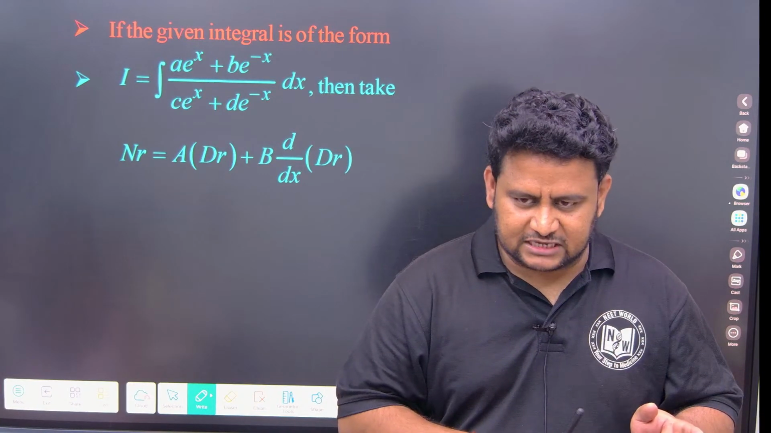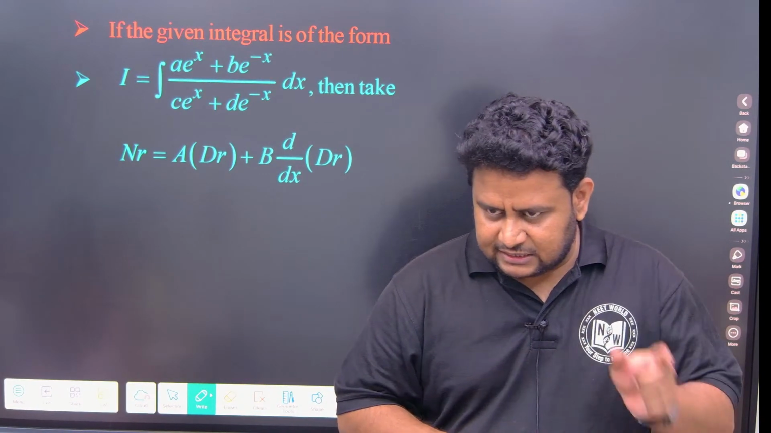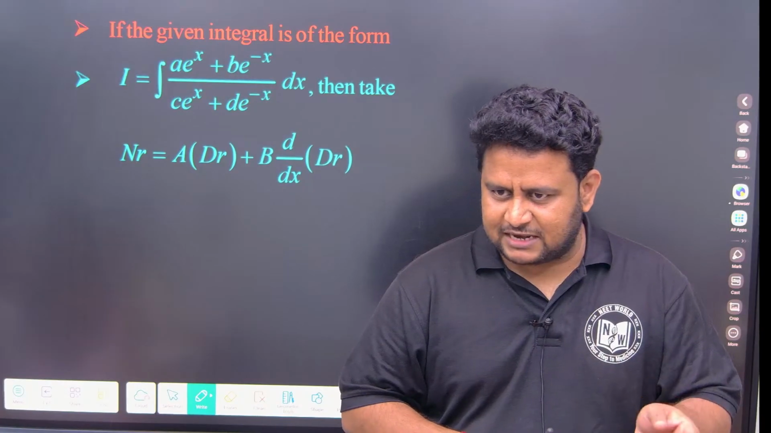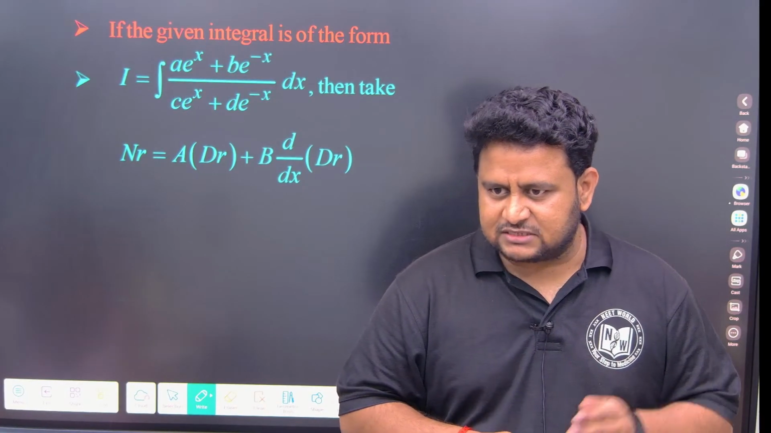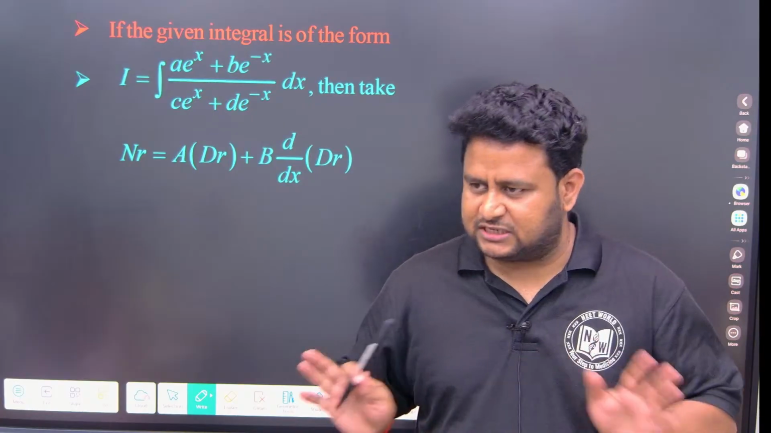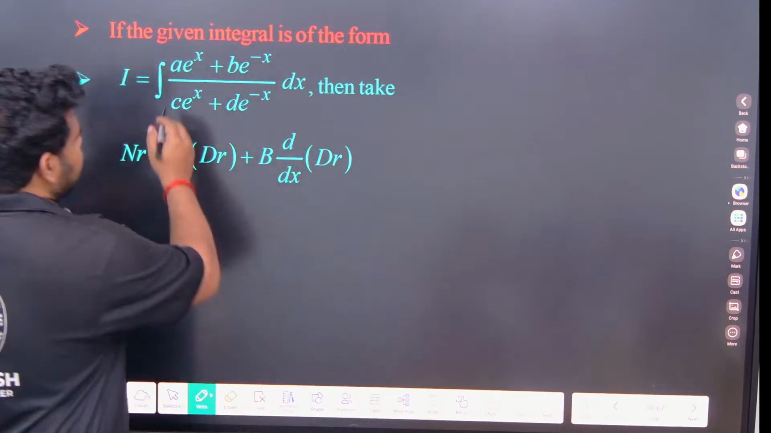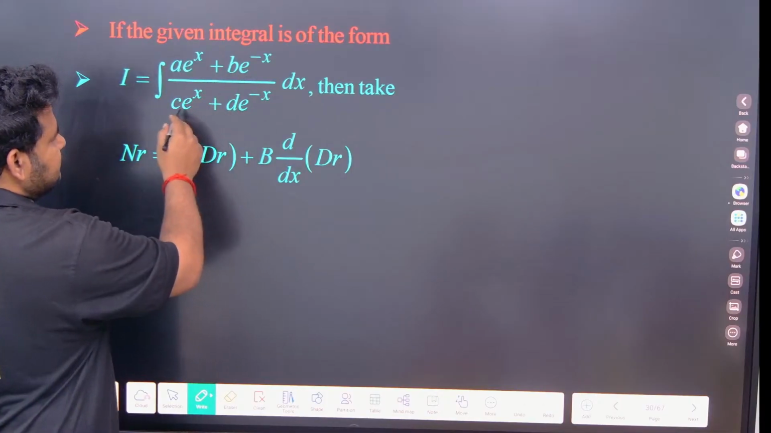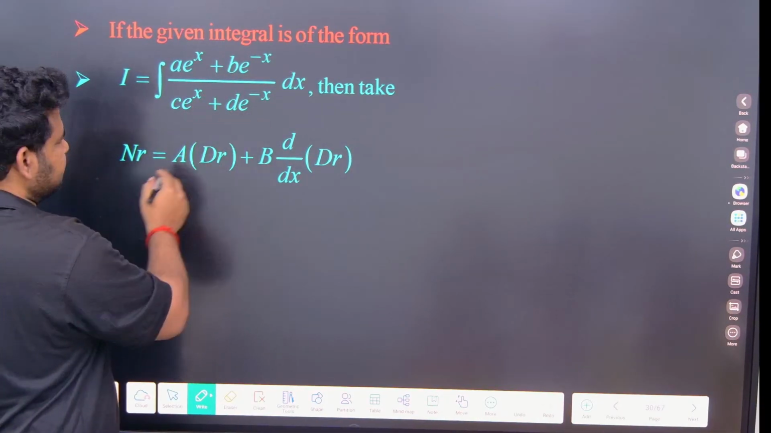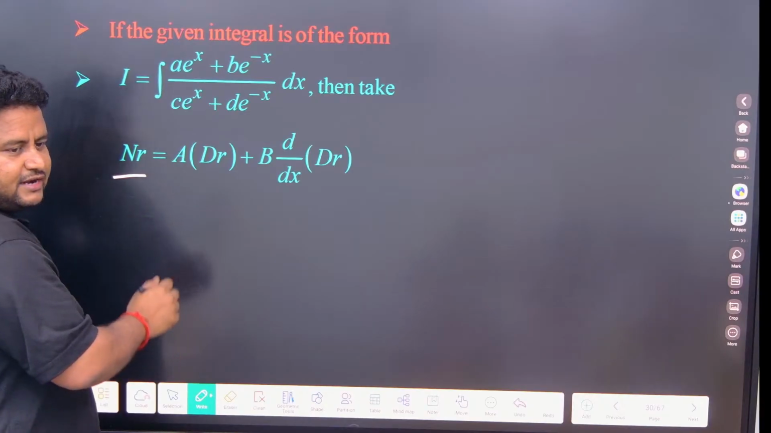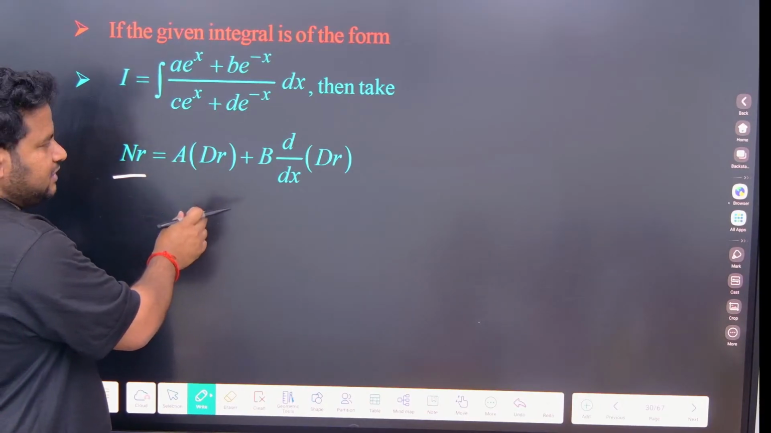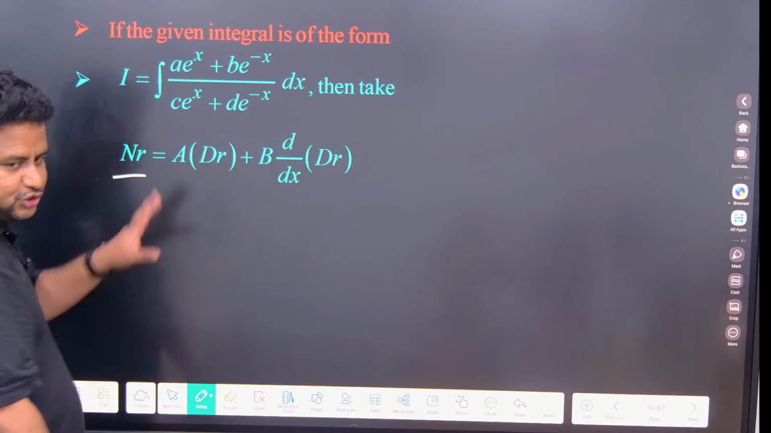But whenever it is direct, tan x is t. If it is double angle, tan 2x is t. If it is half angle, tan x by 2 is t. That's all we will discuss. Now this form: if you are getting the integral of a into e power x plus b into e power minus x, over c into e power x plus d into e power minus x, that time the numerator you will write as a into denominator plus b into d by dx of denominator, which you know.